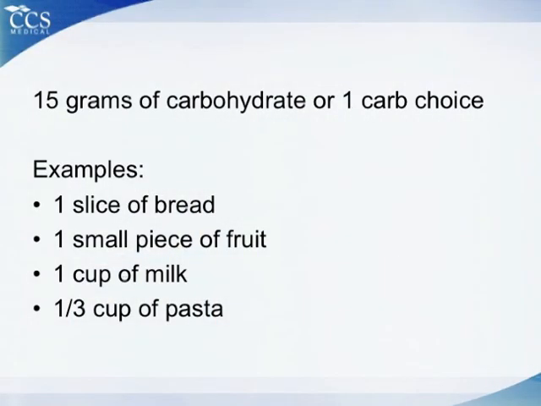Examples of 1 carb choice, or 15 grams, include 1 slice of bread, a small piece of fruit, 1 cup of milk, or 1/3 cup of pasta. You may think 1/3 cup of pasta is not very much, but if you're a woman, for example, and are allowed 3 to 4 carb choices at each meal, that means you could have a total of 1 1/3 cups of pasta. Next, it's important that your total carbohydrate intake stays nearly the same at each meal, so your blood sugar stays stable throughout the day.